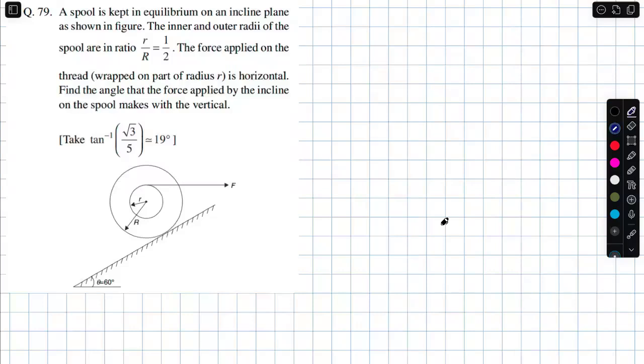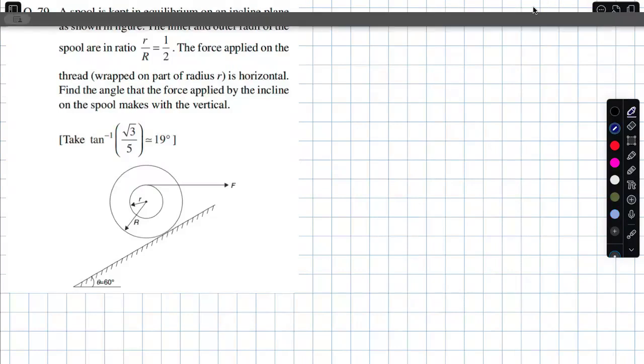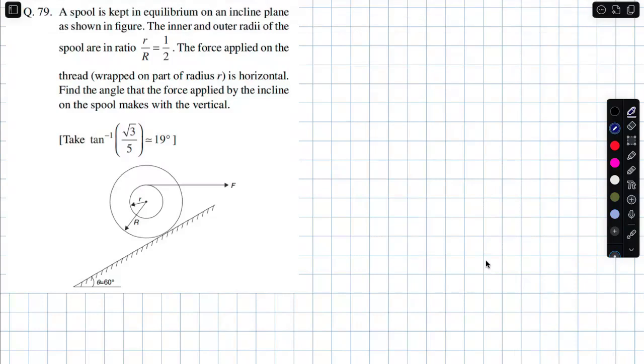A spool is kept in equilibrium on an inclined plane as shown in the figure. The inner and outer radii: just go through the question first. Small r by capital R is equal to 1 by 2. The force applied on the thread wrapped on the part of radius R is horizontal. Find the angle that the force applied by the inclined plane on the spool makes with the vertical.